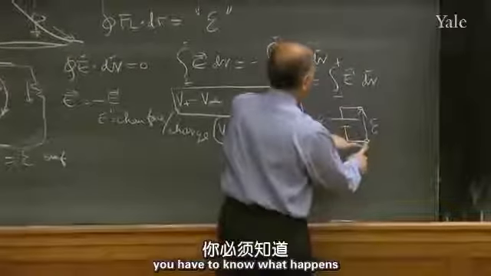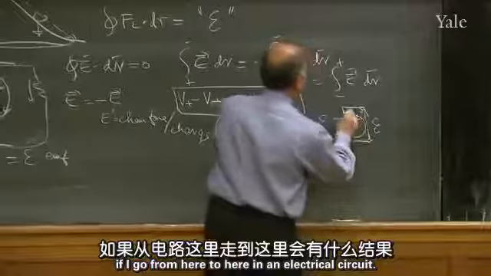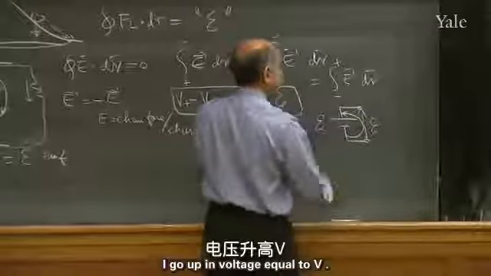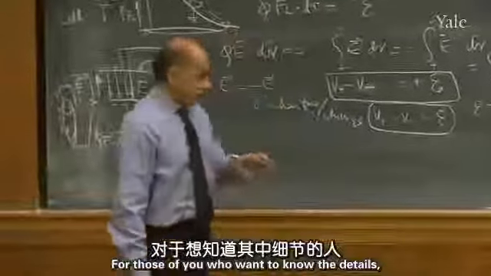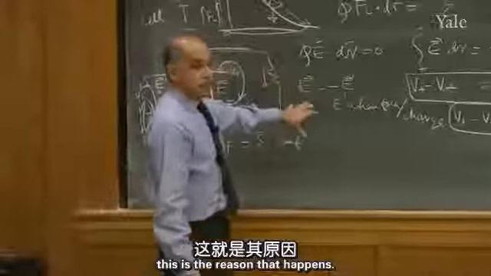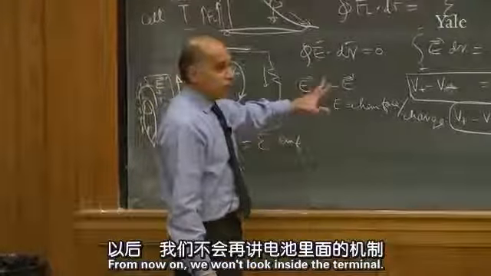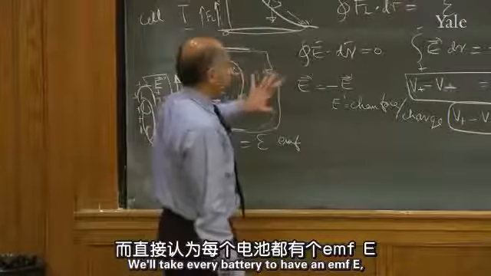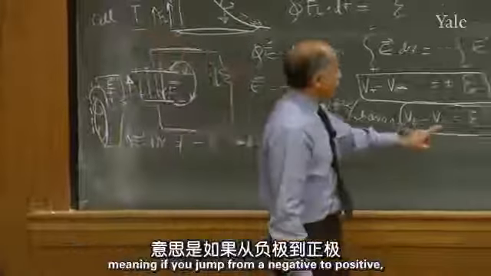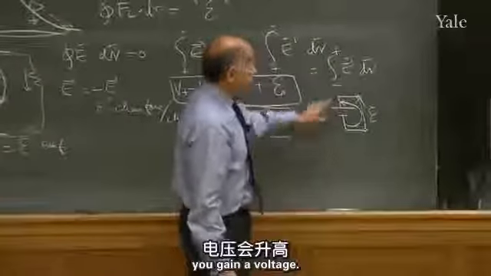You have to know what happens if I go from here to here in an electrical circuit. I go up in voltage equal to E. That's what I want you to remember. For those of you who want to know the details, this is the reason that happens. So from now on, we won't look inside the terminal. We'll take every battery to have an EMF E, meaning if you jump from a negative to positive, you gain a voltage.